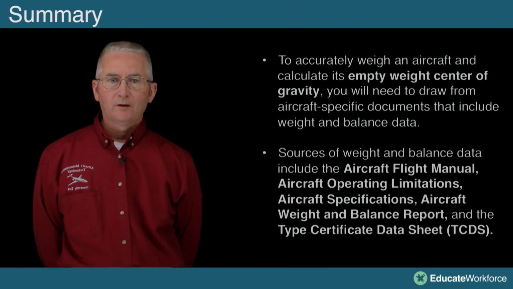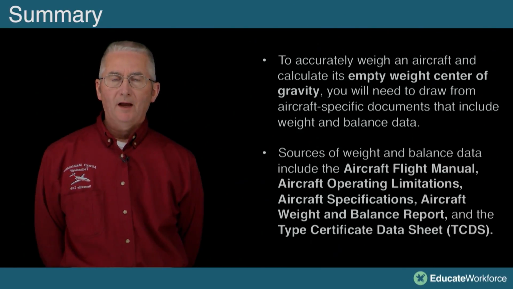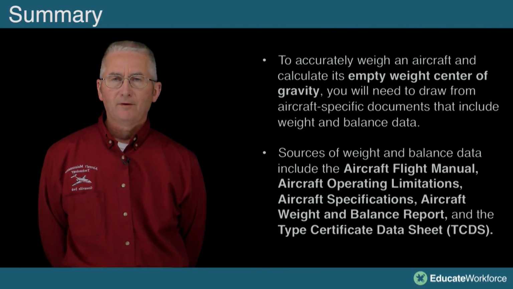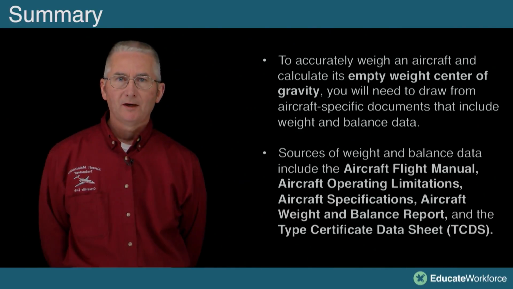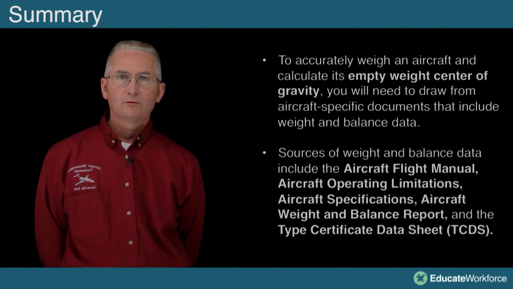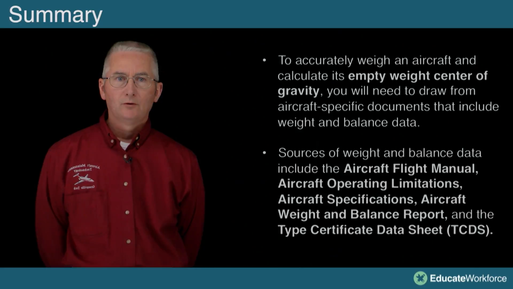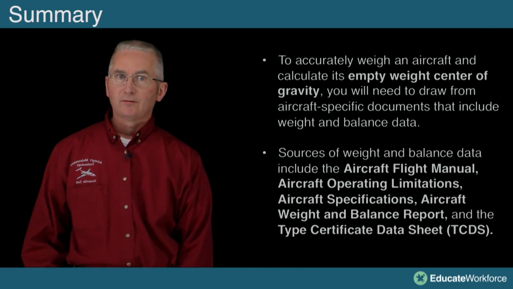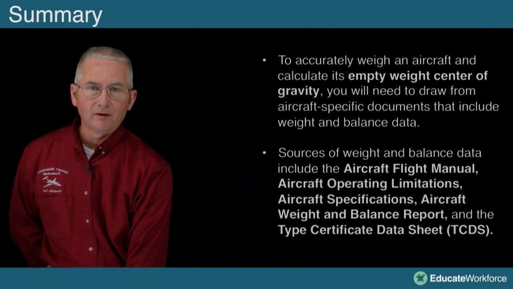Okay, in review of this module, we should remember to accurately calculate an aircraft's weight and balance. You're going to need to draw from some information that is available to us, some specific documents. We're going to include things like the type certificate data sheet, the flight manual, aircraft specifications, and the aircraft weight and balance report that you'd find in the logbook. Those are just some of the sources that you're going to have available to accurately calculate that aircraft's center of gravity.